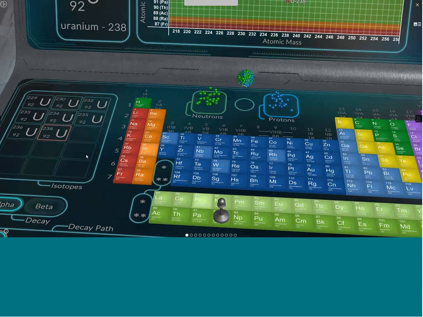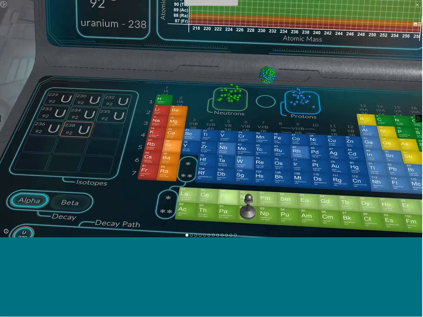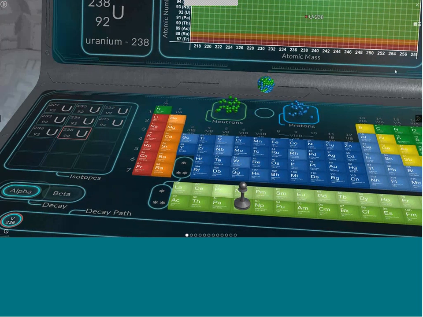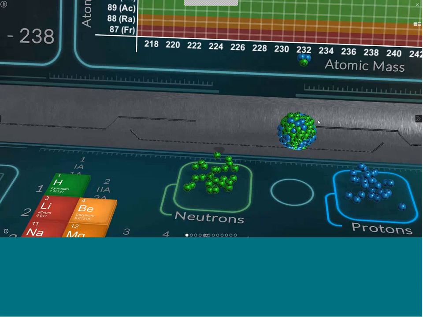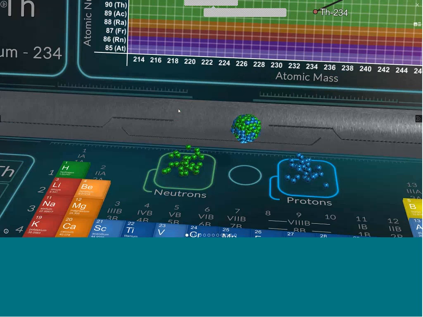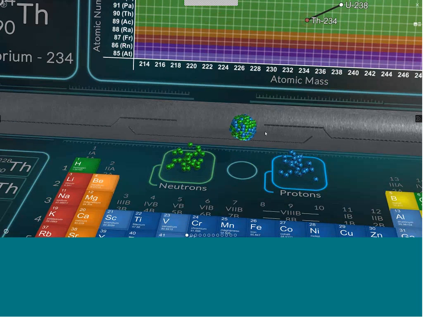So I'm going to click this alpha button over here, but pay attention to the nucleus. I'm going to zoom in on it when I click it, and we'll see what happens to the nucleus. So I clicked it, and look at that. This is called the alpha particle. And an alpha particle is composed of 2 neutrons and 2 protons. So this nucleus has lost an alpha particle.